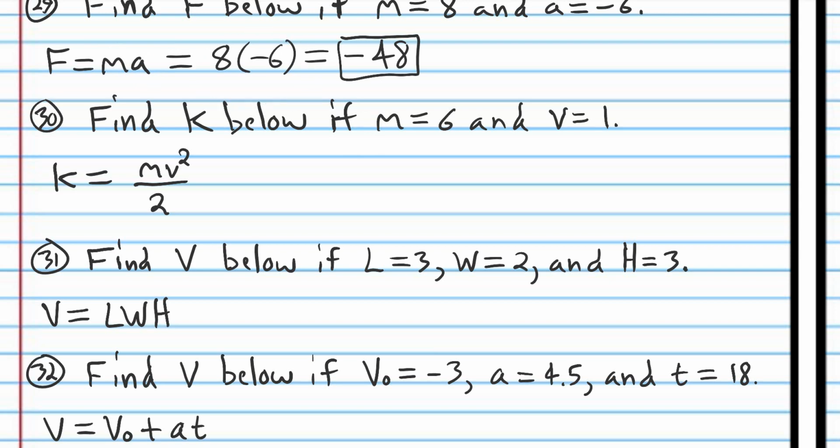All right, number 30, find k below if m equals 6 and v equals 1. So attempt this problem, and when you come back, we'll do it together. Remember, you have to do the operations in the numerator first. All right, we're back.